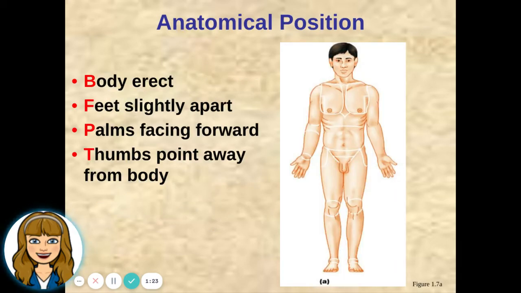So when we're talking about correct body position in anatomy, that is called anatomical position. So there are four main parts. The body is erect, so that means it's standing up, or if you're doing an autopsy, it's laying flat on a table. The feet are slightly apart. The palms are facing forward, which is not the normal way you would stand, because if you normally just stand up, your palms face backward. So in anatomical position, you are turning your palms forward and the thumbs point away from the body.